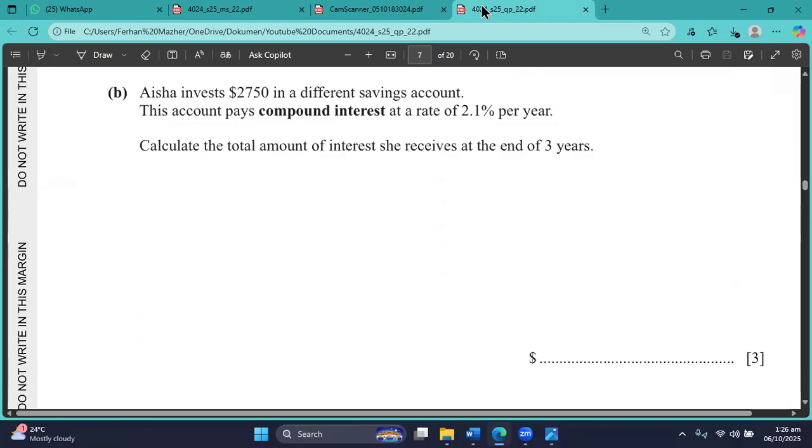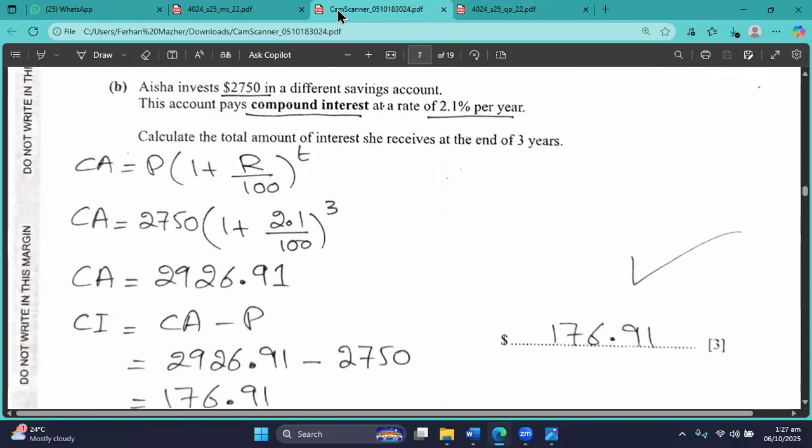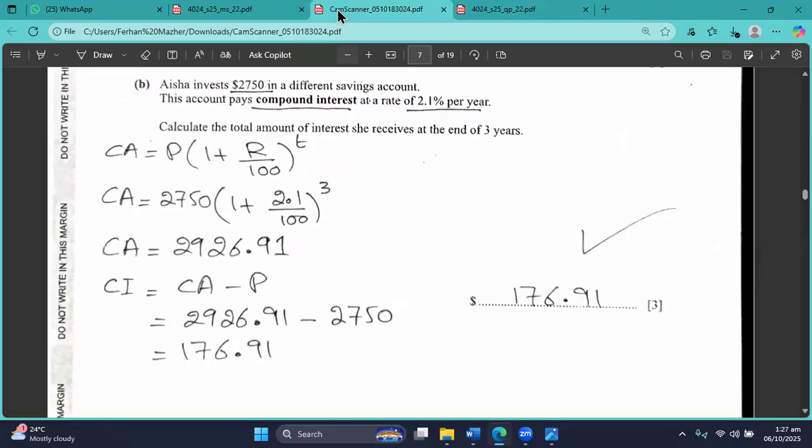He says Aisha invests $2,750 in a different savings account. This account pays compound interest. So now we are talking about the compound interest at a rate of 2.1% per year. Calculate the total amount of the interest she receives at the end of the 3 years. You know, we have the compounded amount formula. The formula for the compounded amount is P bracket 1 plus R divided by 100 bracket close raised to power T. So substitute the values of P, R, and T. So 2750 bracket 1 plus 2.1 divided by 100 bracket close raised to power 3.